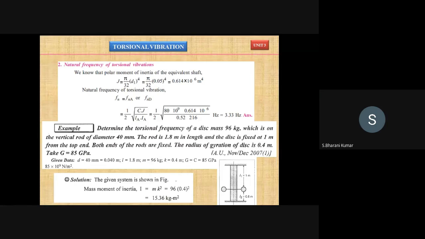Okay, I equal to mk square, the general formula for mass moment of inertia. Next, m is given as 96 kg. K is also given, what is the k value? It's 0.4, it's given. Put the value, you can get I equal to 86.